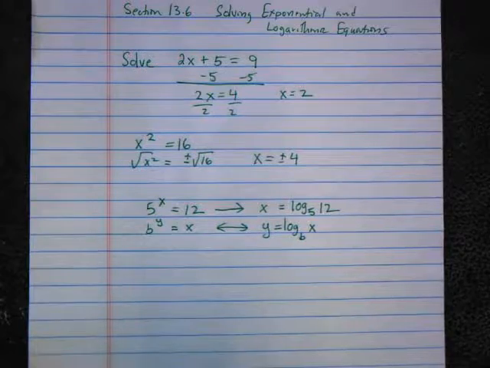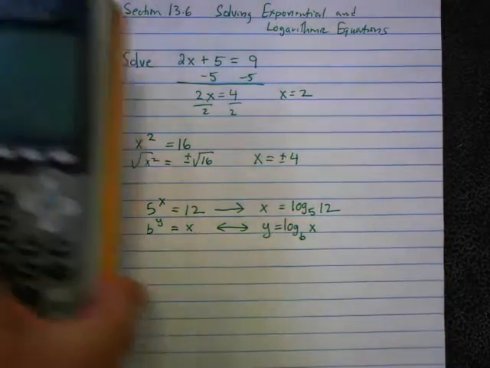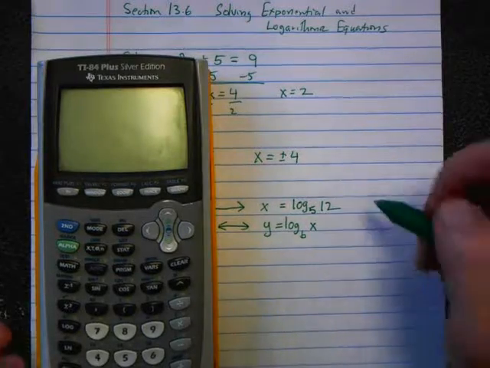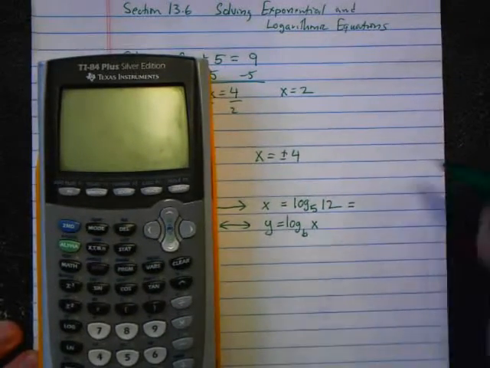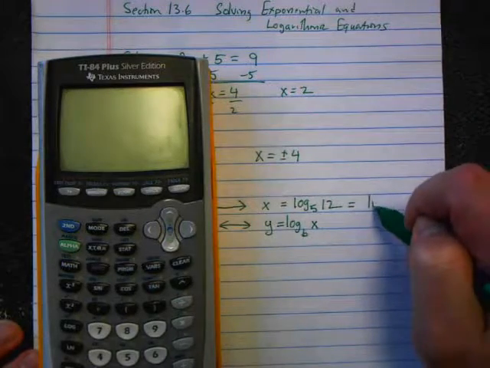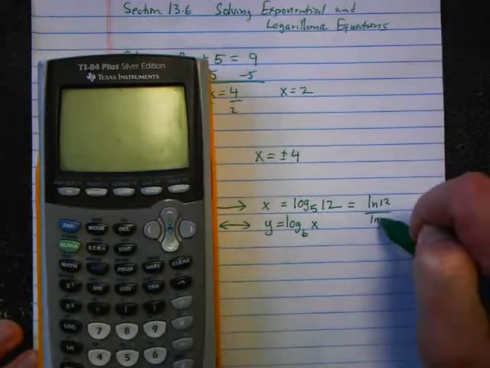Try the calculator. I looked, my calculator does not have a log base 5 button. Well, then let's convert it. So we're going to convert it, common log or natural log? Natural. ln 12 over ln 5.